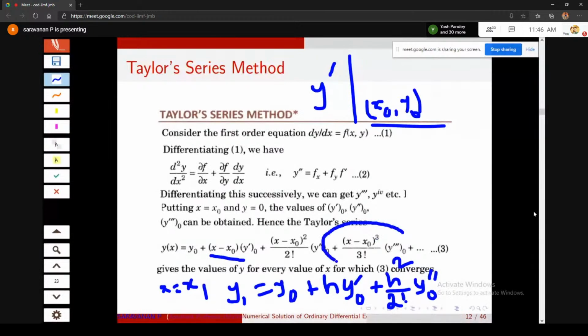Similarly, in this term, if I simplify, what you will get? Third term: h cube by 3 factorial y0 triple prime. It means in the third derivative, you substitute x0 y0. This is a formula for y1. Similarly, what is the formula for y2? Instead of y0, we write y1, that's all. y1 plus h into y1 prime. y1 prime is nothing but dy by dx at x1 y1, plus h square by 2 factorial.